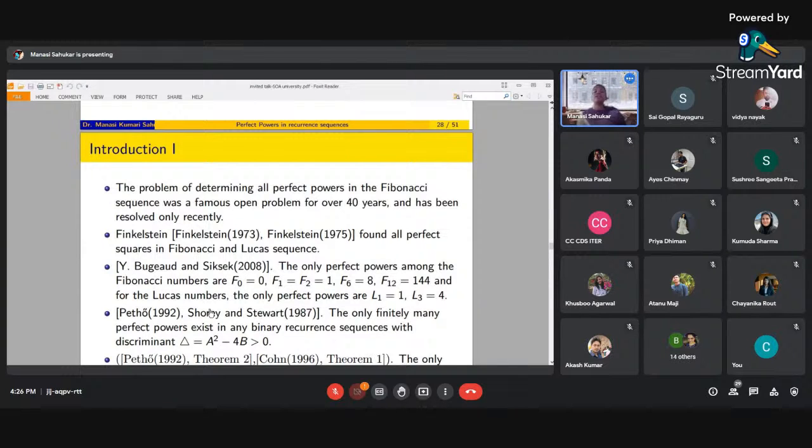Cohn already found the only perfect squares in the Fibonacci and Lucas sequences. Then Bugeaud and Mignotte generalized that by finding the perfect powers among the Fibonacci numbers. There they found 0, 1, 8 and 144. In the case of Lucas numbers, the only perfect powers are 1 and 4.